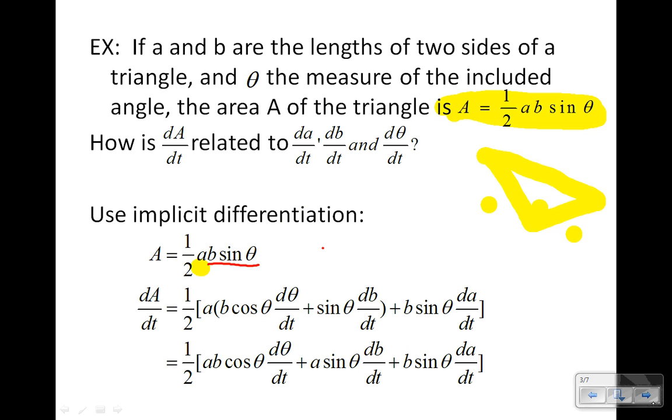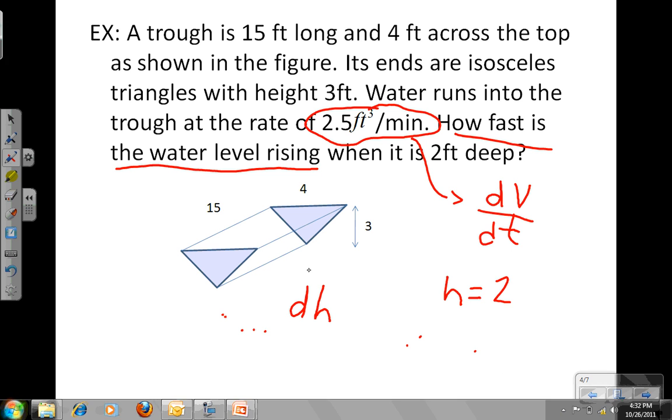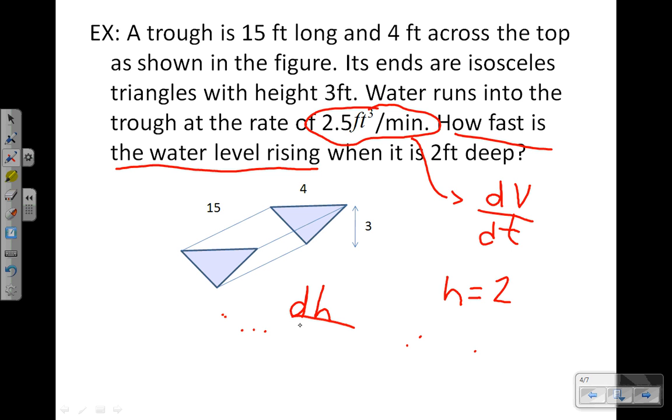Okay, sorry, bear with me here. So our rate, dH/dt, that's our question. That's equal to question mark. A little messy, I'm working with the pen here. Okay, so let's go ahead and get started with the solution.